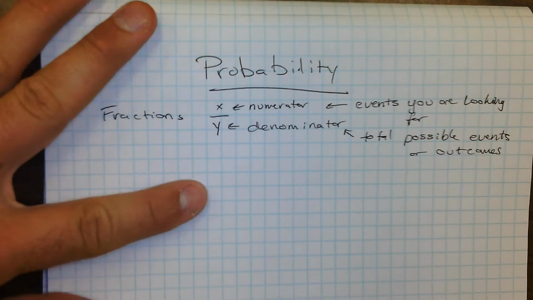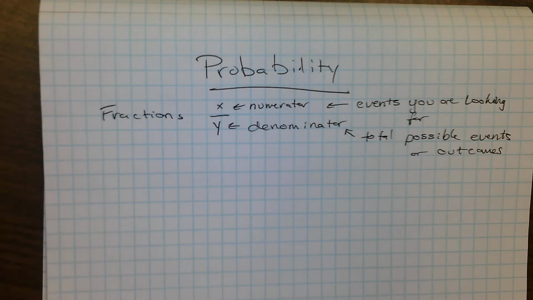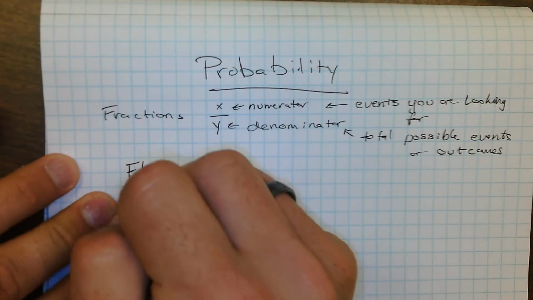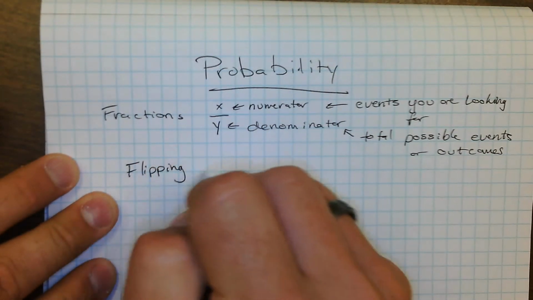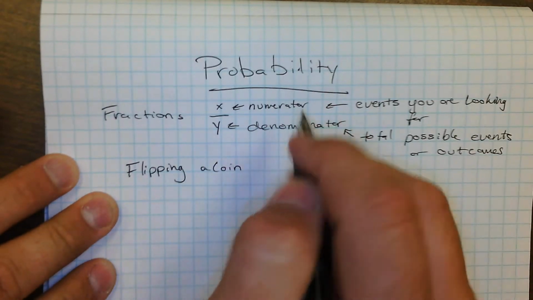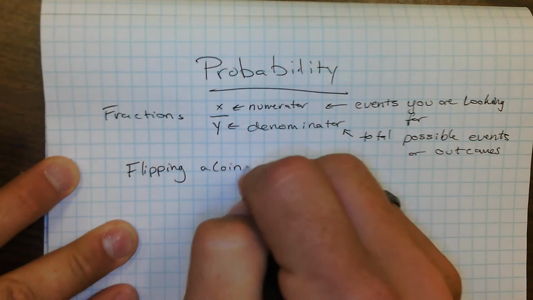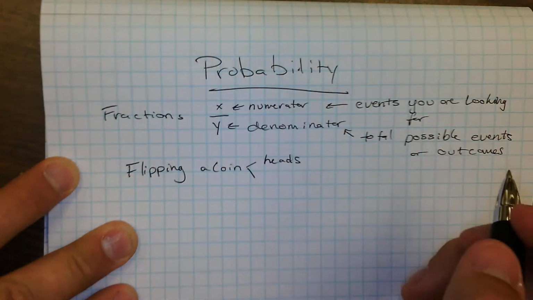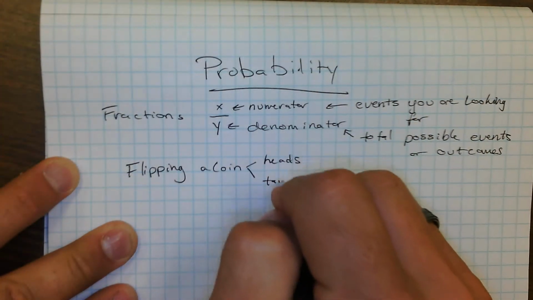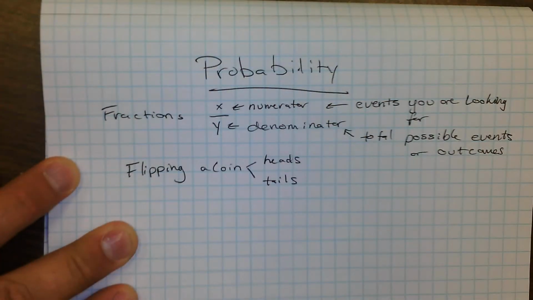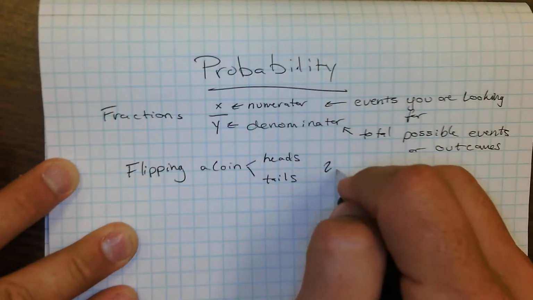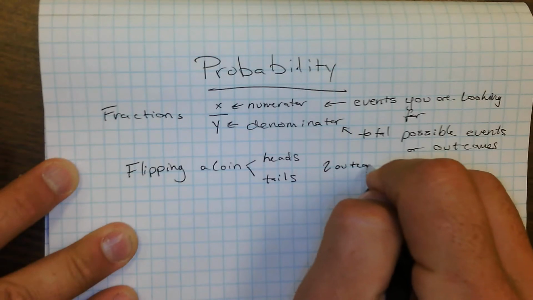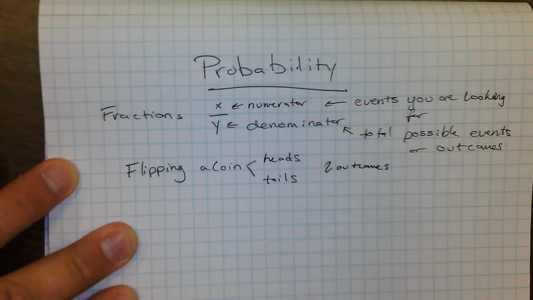Alright, now whenever we talk about events or outcomes, okay, say we're flipping a coin. There's two options, heads and tails. That means there's two outcomes. Right?